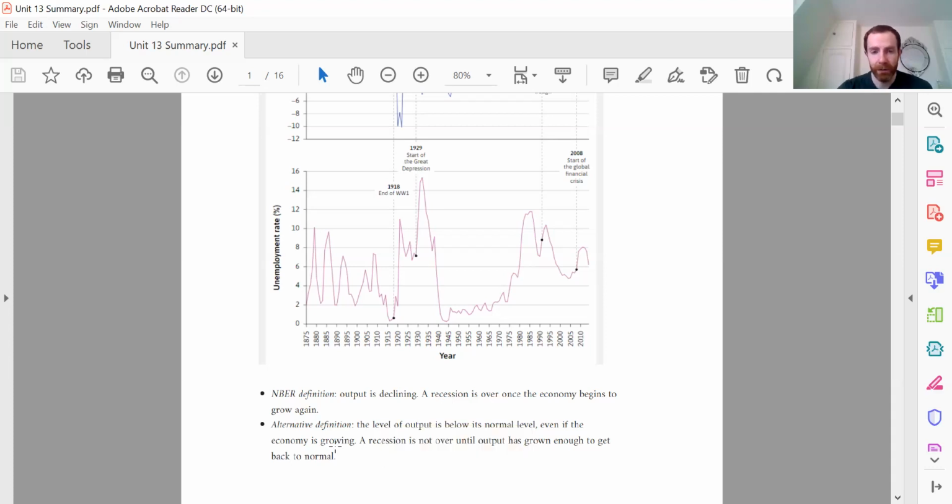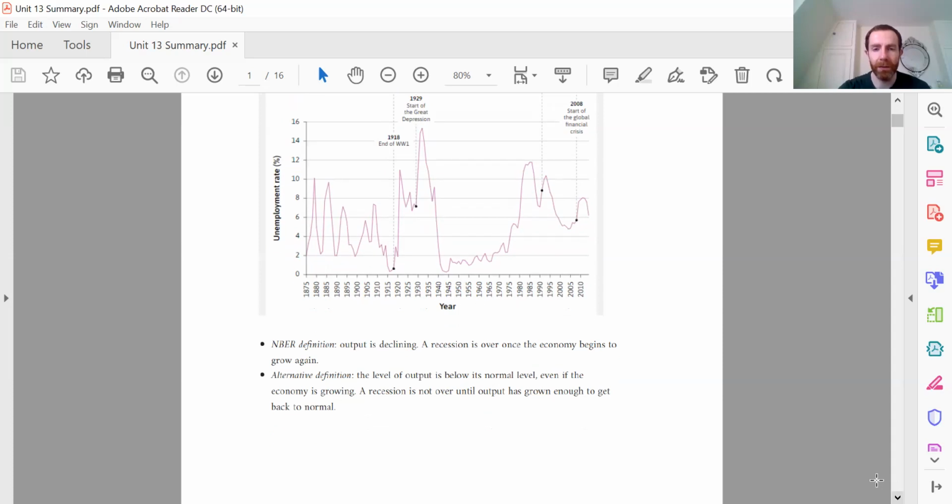However, there are alternatives. We've got this one: when the level of output is below its normal level, even if the economy is growing, but output is below where it normally would be. You can see immediately this is a much more subjective one, because what is the normal level? How do we know what that is? Who gets to decide? So saying when we're in a recession can be tricky, because people don't necessarily agree what counts as a recession. That's just an important thing to bear in mind.